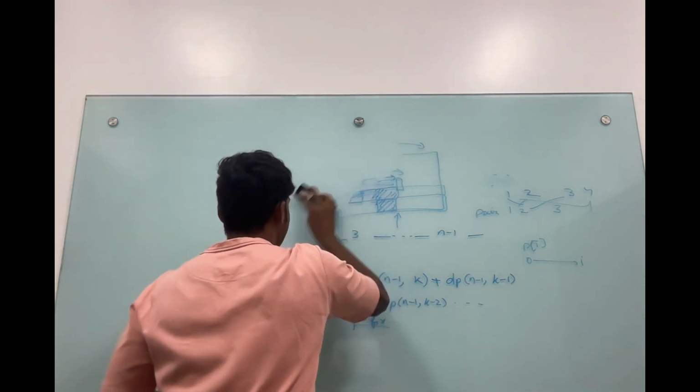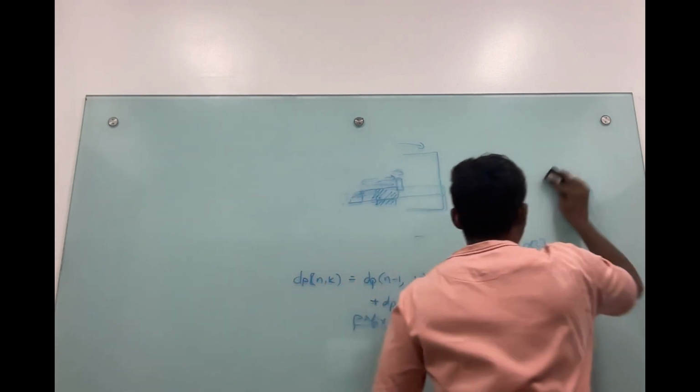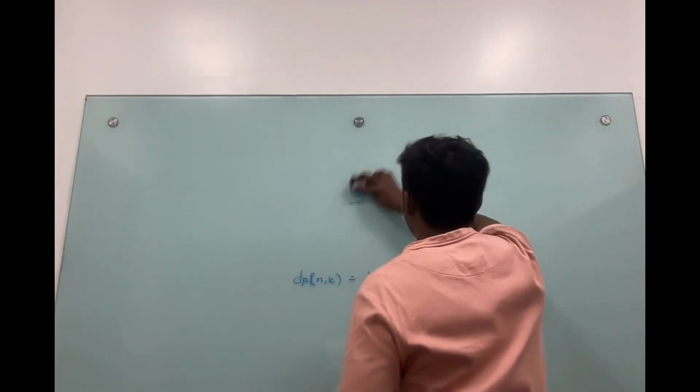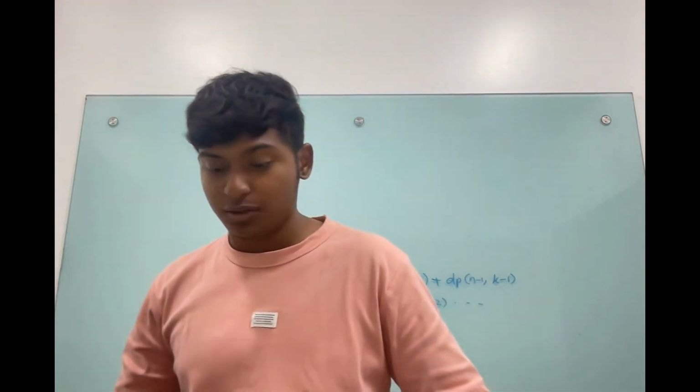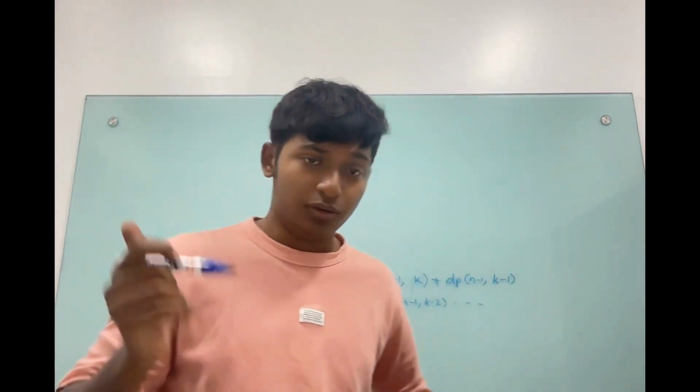It's not as easy as in the general bottom up approach. This is a top down approach where we are using recursion, so we have to find clever ways to find the prefix value.